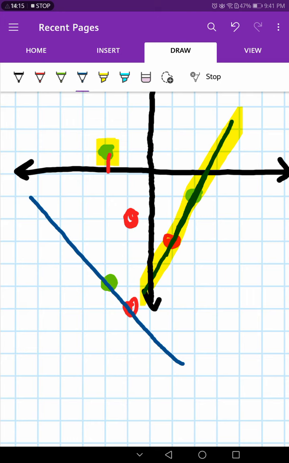Now I use the line to connect between them. This is the line, but it is not a straight line actually. Let me erase everything here and fix this one to make it nice. Yes, that is better. Okay, I hope you get it.